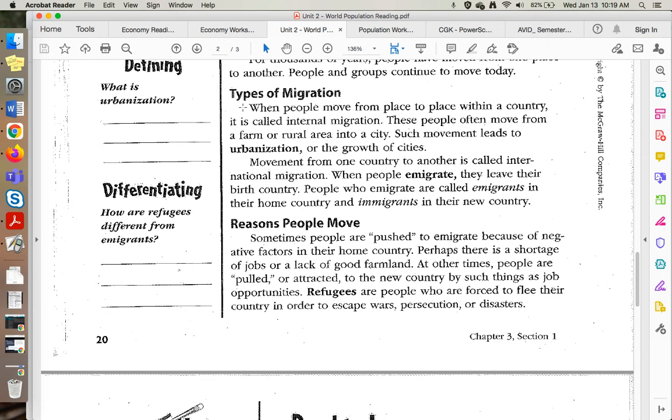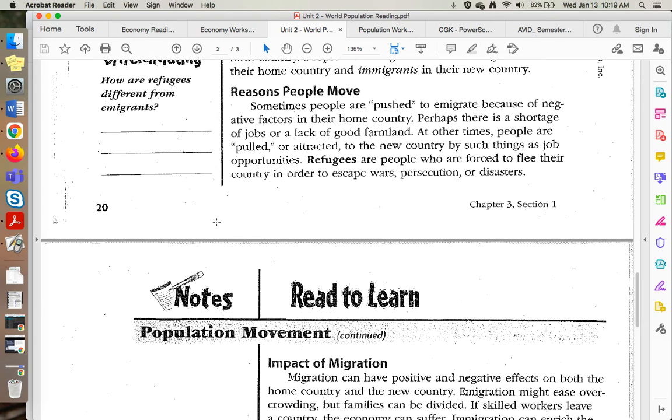Movement from one country to another is called international migration. When people emigrate, with an E, they leave their birth country. People who emigrate are called emigrants in their home country, and immigrants with an I when they come into their new country. There are lots of reasons that people move.